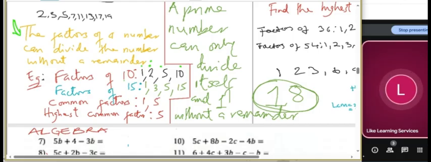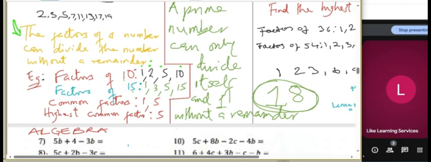Factors of a number are usually smaller than or equal to that number, while multiples of a number are usually bigger than or equal to that number. Okay? Yes. What are the factors of 15? Factors of 15 are 1, 3, 5, and 15. Always remember 1 is also a factor, and then the number itself. 1 is a factor of every number.